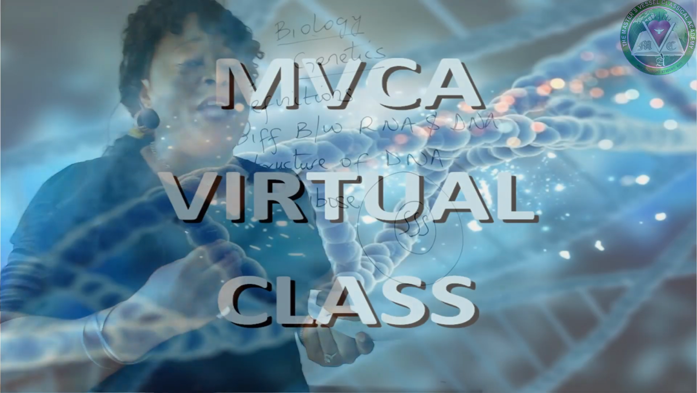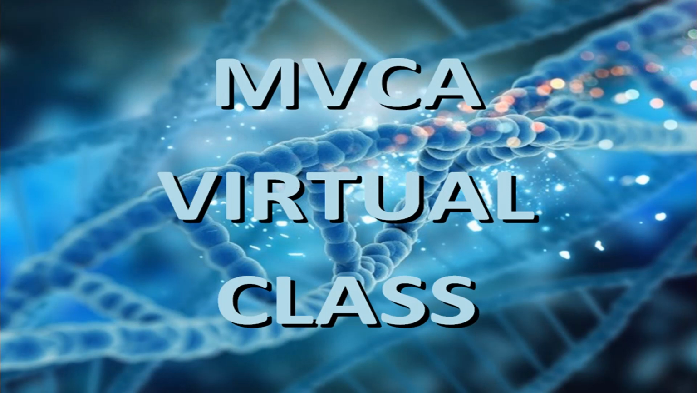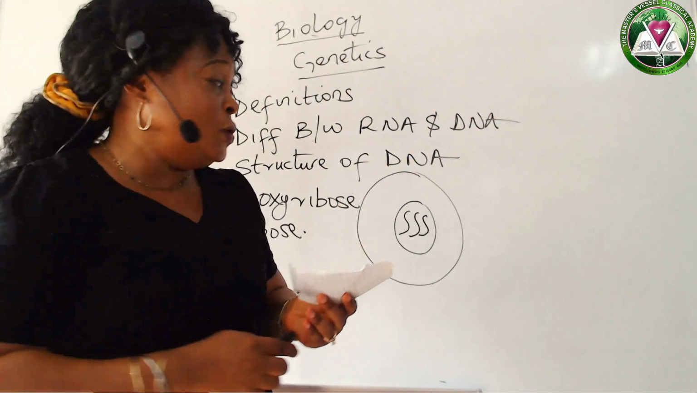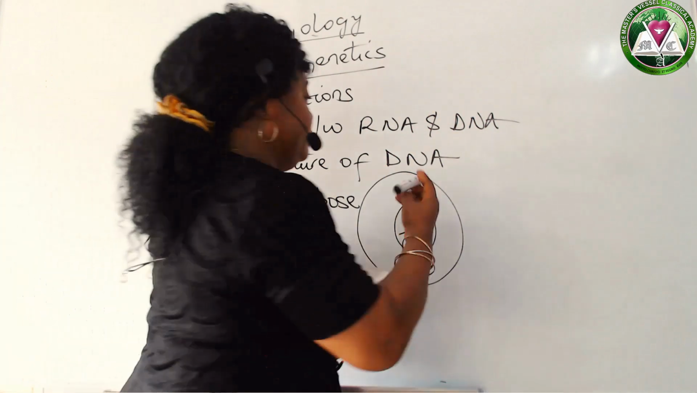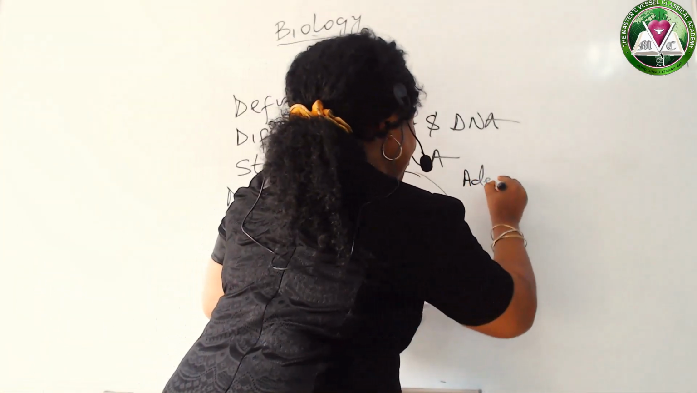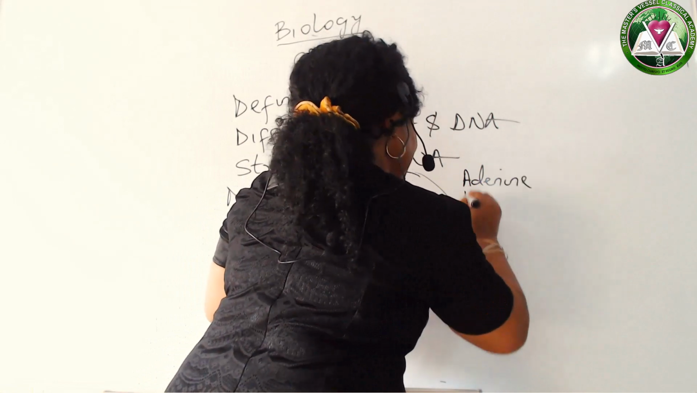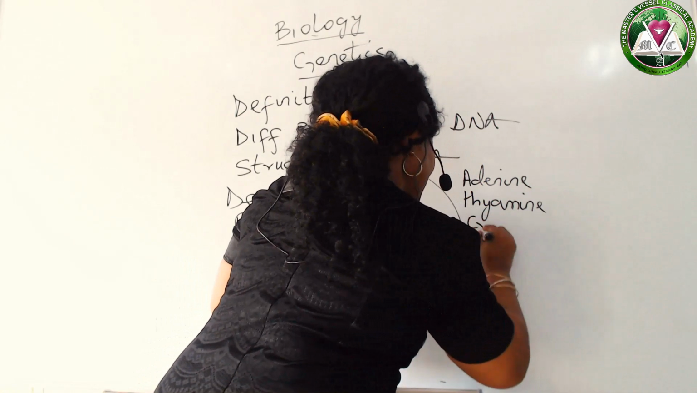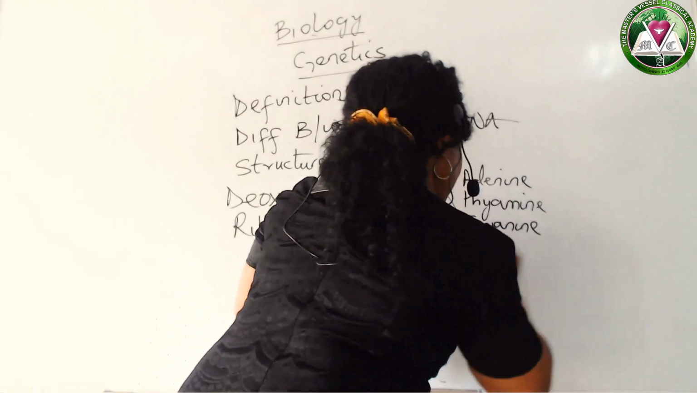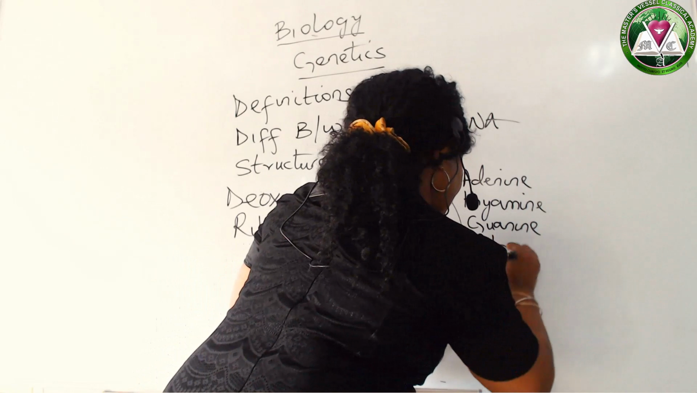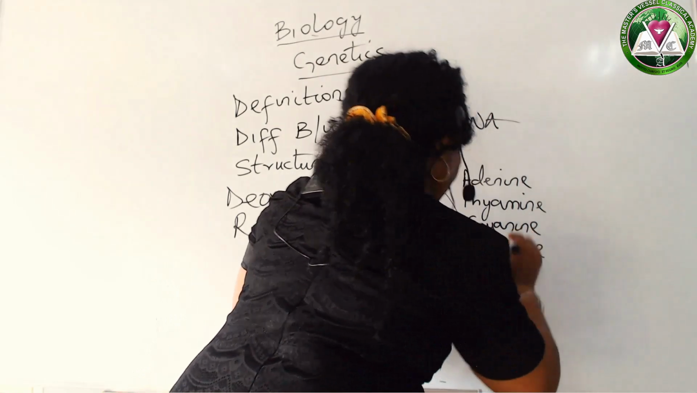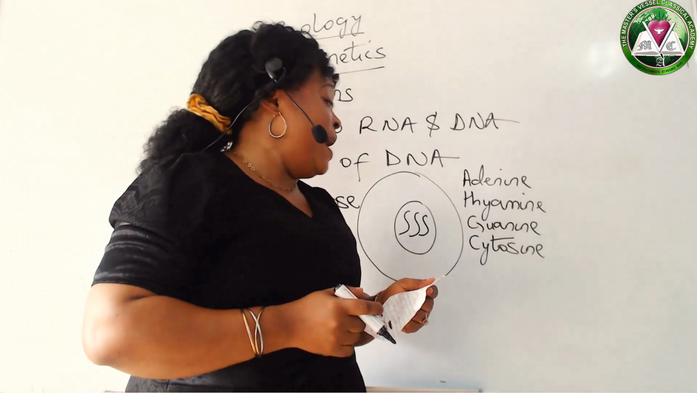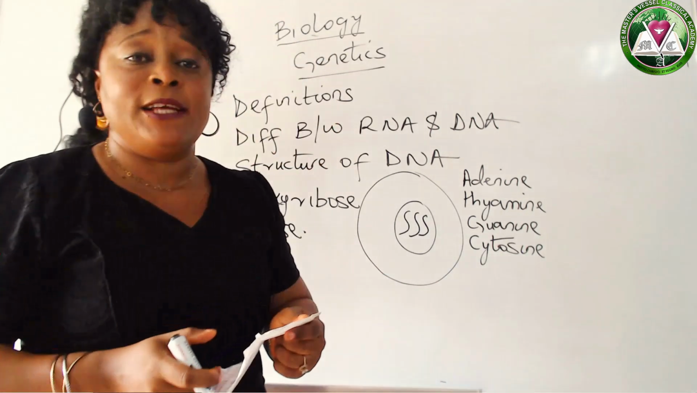Now, the DNA has some nitrogenous bases inside it. Okay? These nitrogenous bases are called the adenine, the thymine, the guanine, and the cytosine. Okay? They are called the adenine, the thymine, the guanine, and the cytosine.